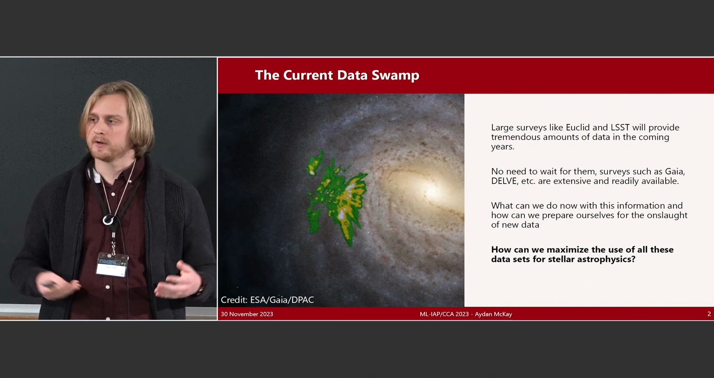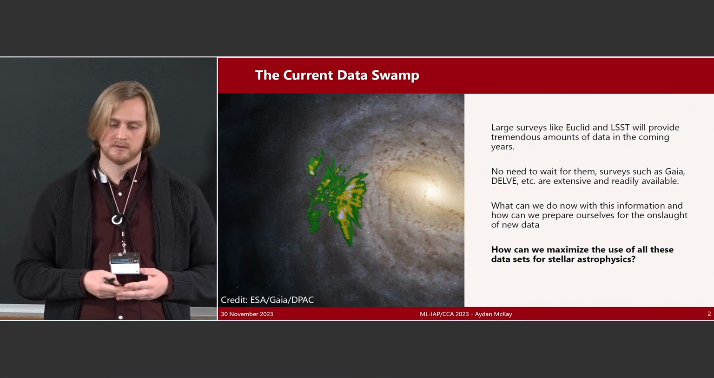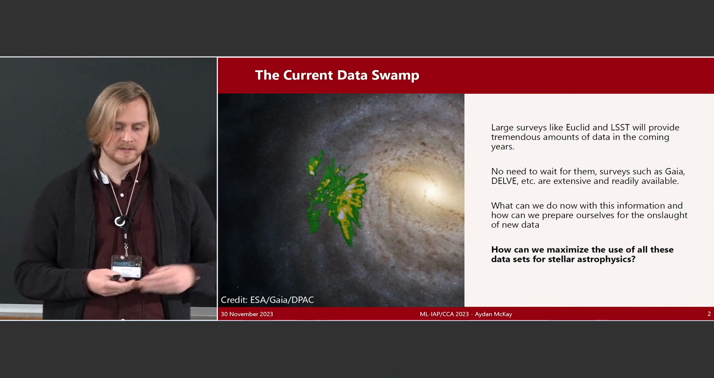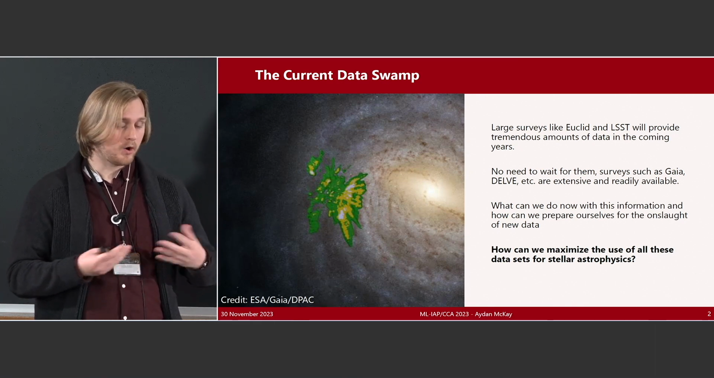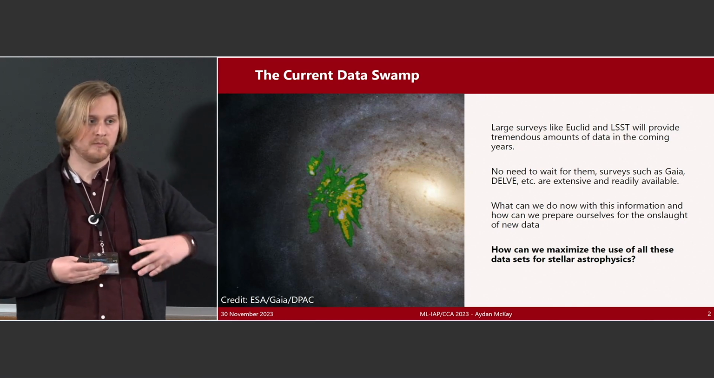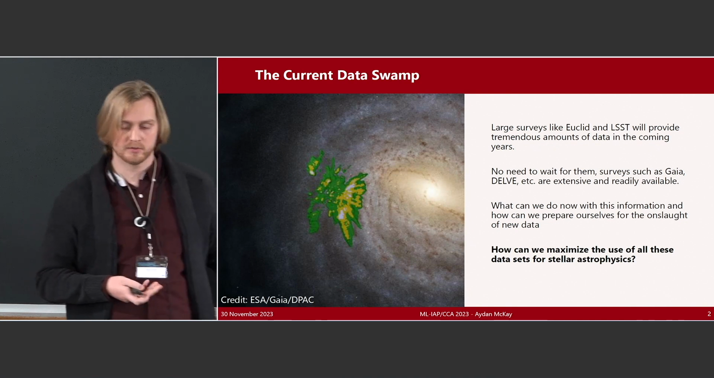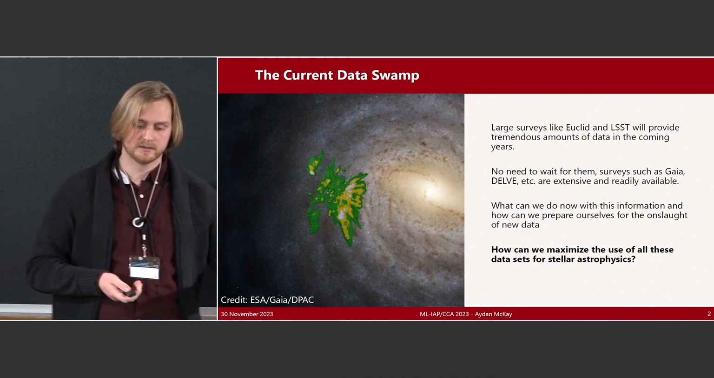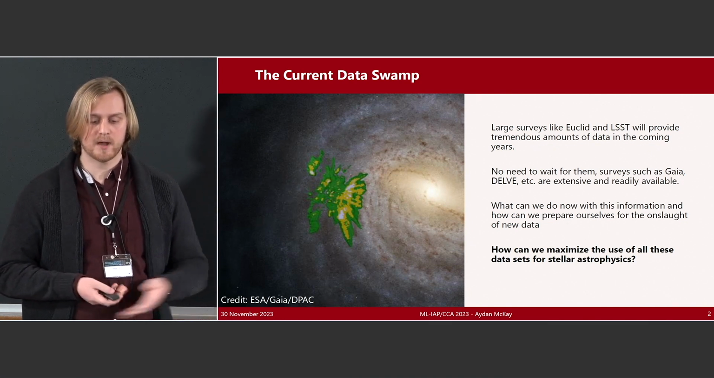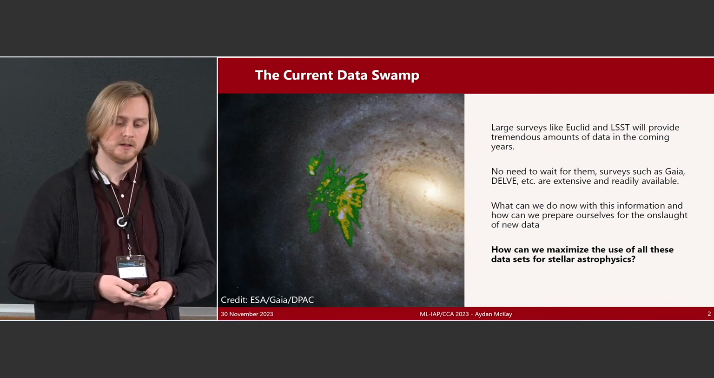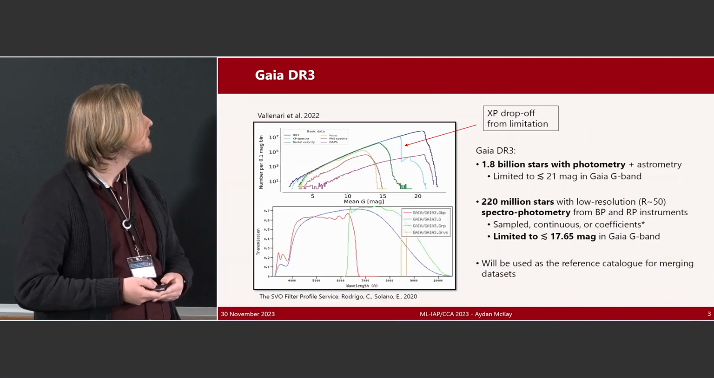In order to do this, I want to accumulate all the data I have available. With this model that I'm going to develop, I also want to make it scalable so that we're prepared for these future surveys. And so the question is, how can we maximize the use of all these data sets for stellar astrophysics?